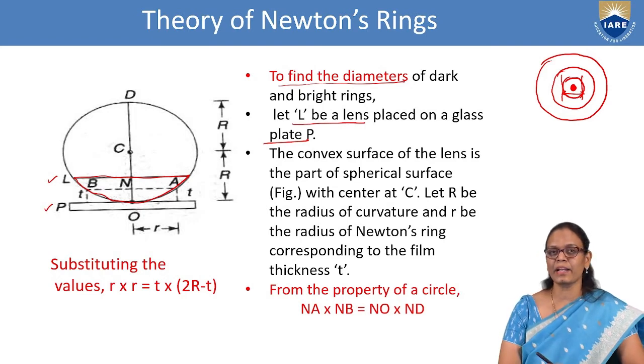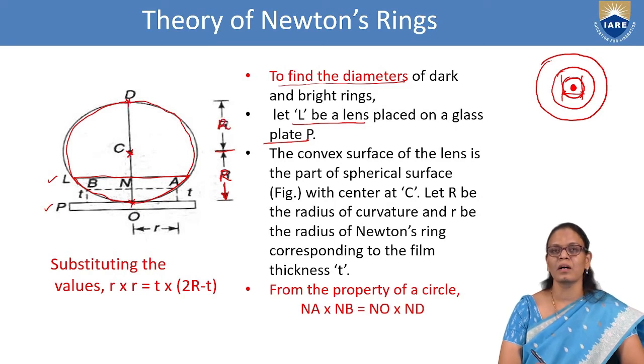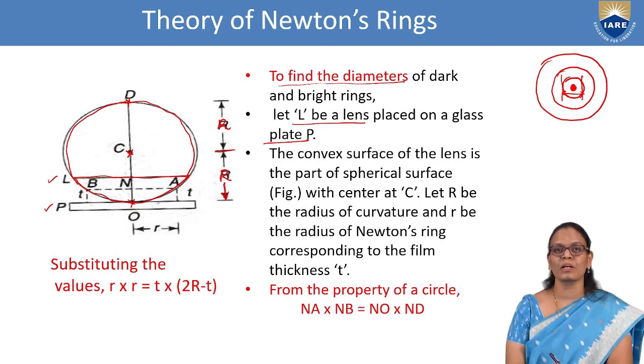But to understand its radius of curvature, I told you, this is a spherical surface of which this lens forms the part. So here we are showing the full view of the lens. Here the distance from the center to the circumference gives us the radius of curvature. So this is the radius of curvature, and we are denoting it by R. R represents the radius of curvature. So the convex surface of the lens is a part of the spherical surface with the center C. C is the center of the spherical surface of which this lens forms the part.